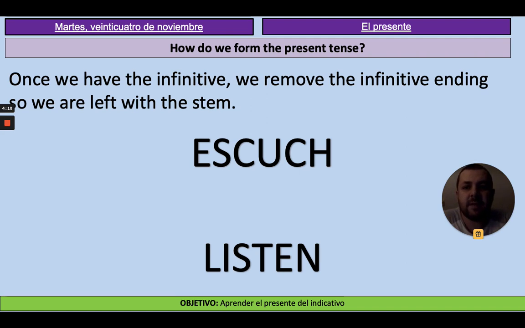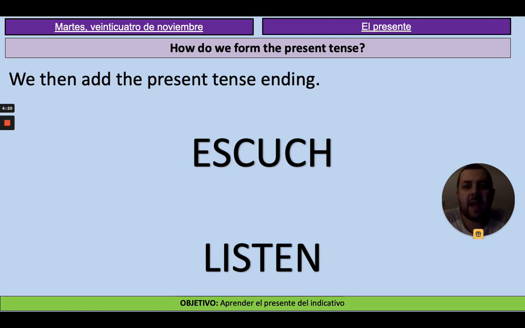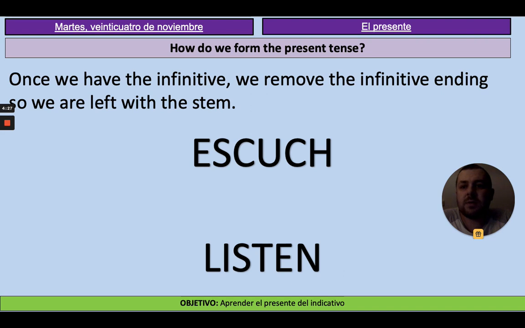So we remove the infinitive ending, then we add the present tense ending. Okay, so to show you an example, once we have the infinitive, we remove the infinitive ending. Okay, and we are left with the stem. Okay, so we've removed the AR from escuchar, then we're just left with escuch. This means nothing, okay, because it's just the stem. It's the thing that we add the endings to, okay?